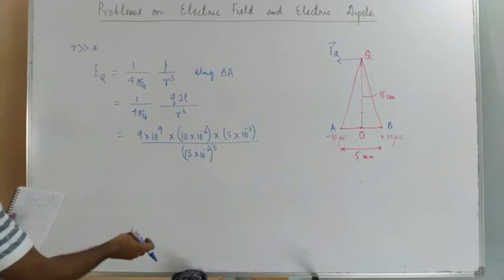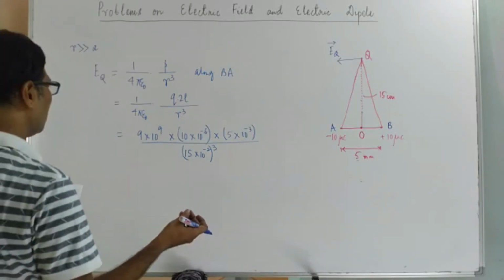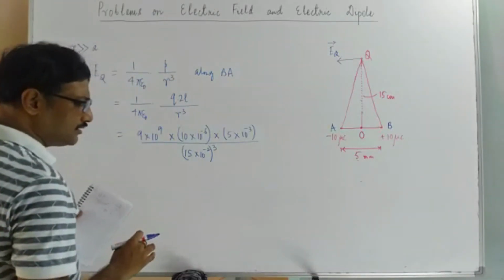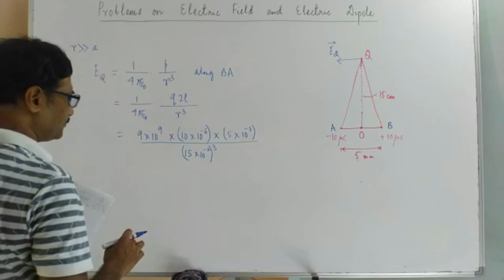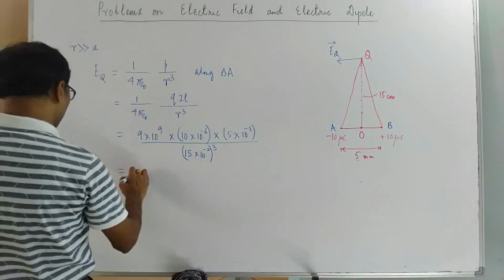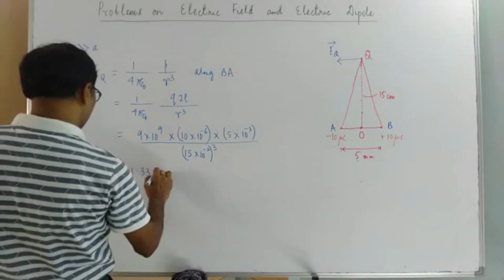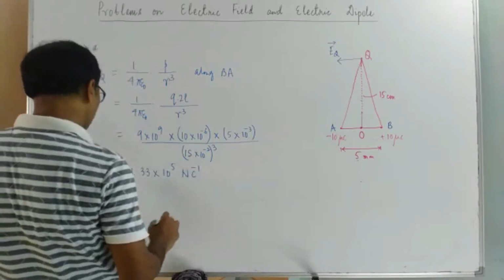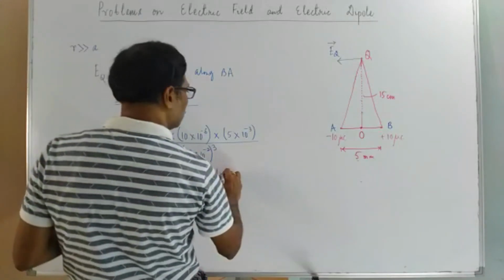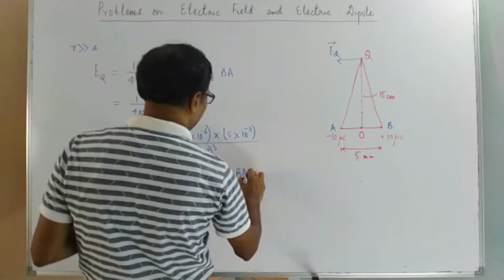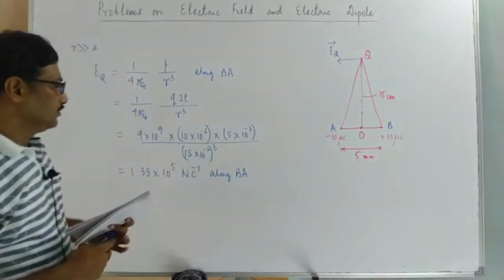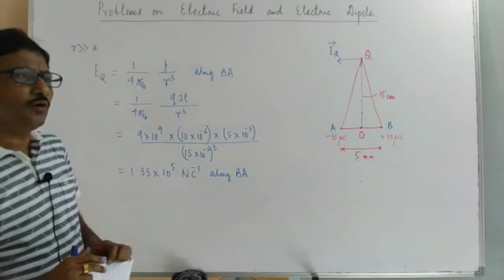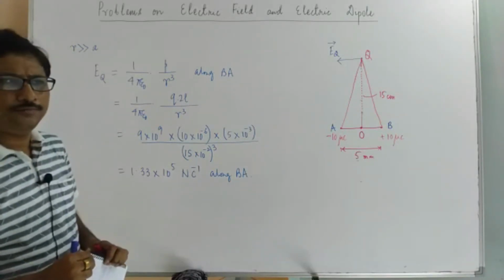You can calculate, or it is the value which will be just half of the previous value. No? Earlier you have calculated 2P by R cube. Now I am calculating P by R cube. So its value will be 1.33 into 10 to the power 5 Newton per coulomb. It acts along BA. So this is how you can solve any problem on electric dipole. Thank you.